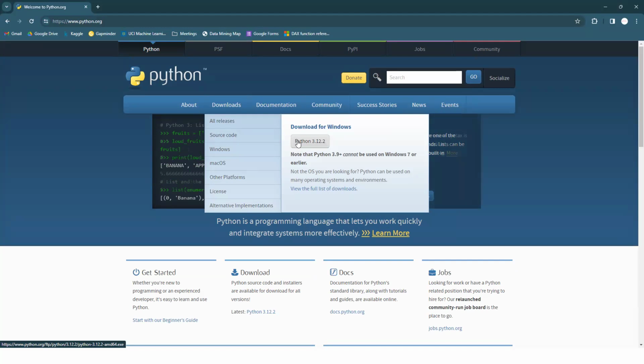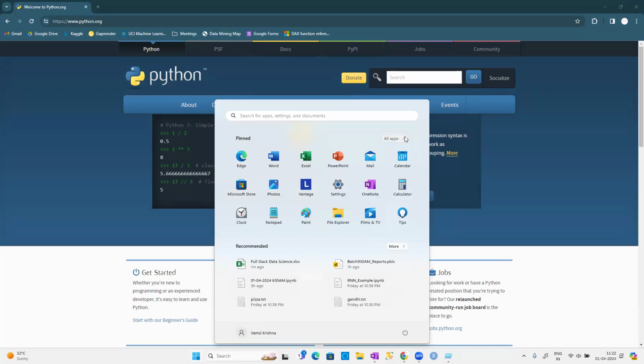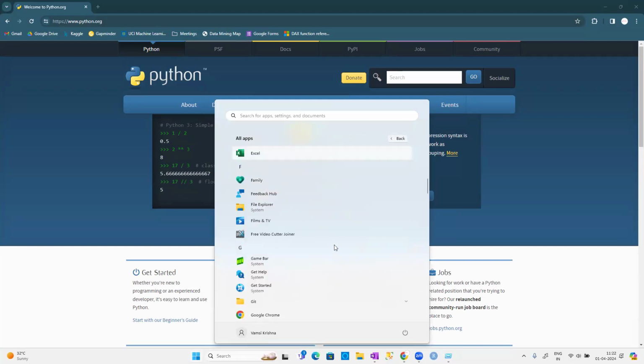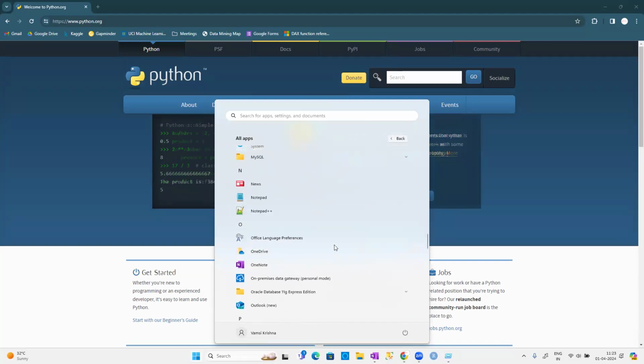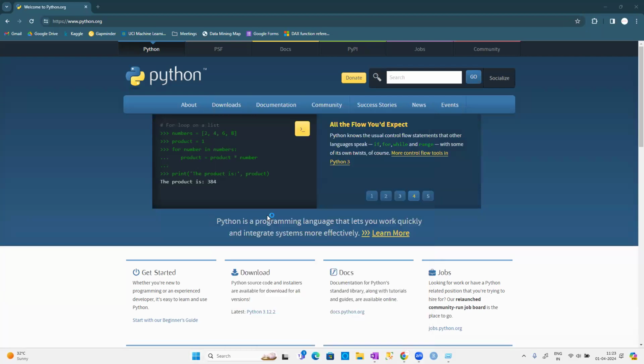Once Python is downloaded, you will have a tool called IDLE. That is the IDE for Python. So go to Python, and there we have 3.12. There we can see something called IDLE, guys.